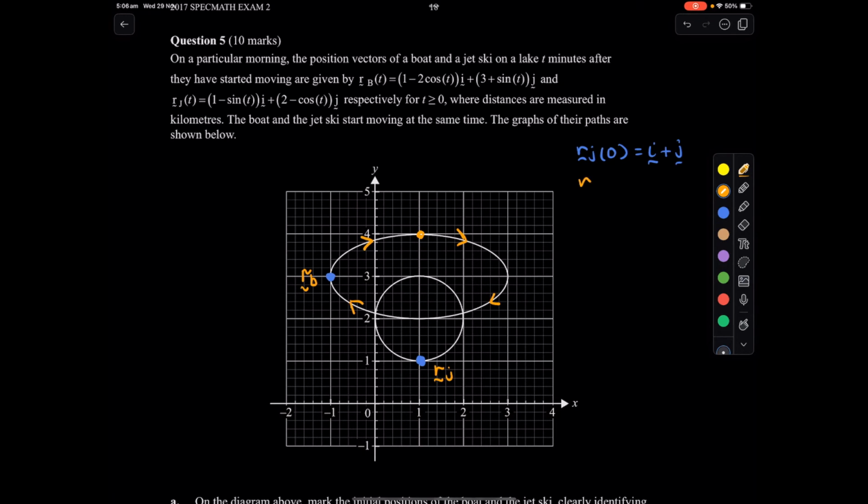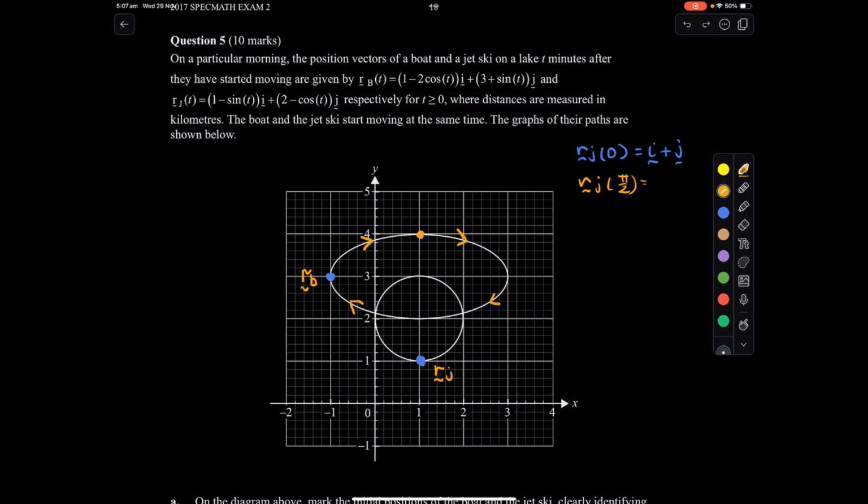So if I said r of j at pi on 2, because it's in terms of circular functions, so it's much easier to use that. What happens? If I subbed in cos pi on 2, that's 0. Sorry, that's the wrong equation. Okay, so r of j, if I subbed in pi over 2, so what's 1 minus sine pi over 2? Sine pi over 2 is 1, so that'll be 0.